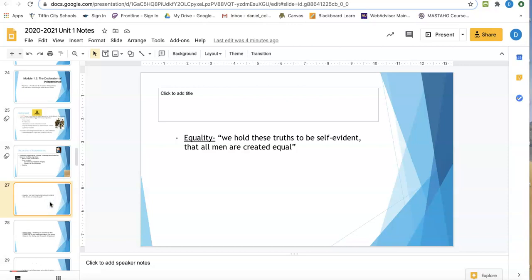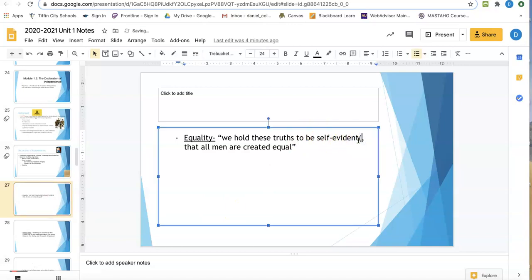We hold these truths to be self-evident, that all men are created equal. This term self-evident means like obvious, right? It's not something that you have to be told. It's something that we just find to be true.